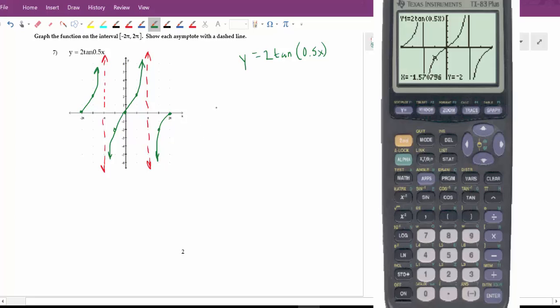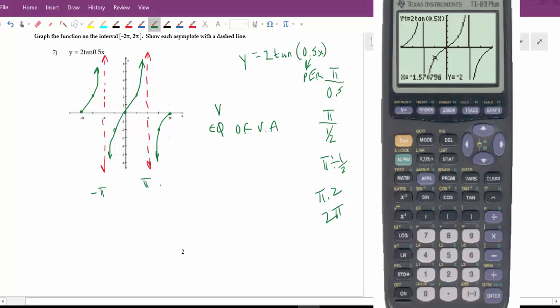Okay? So another thing that I typically have students do sometimes is write the equations of the vertical asymptotes. So we have vertical asymptotes at pi and negative pi on this problem. And basically the period of this would be pi over 0.5. That's really pi over a half. So that's pi divided by a half, so that's pi times 2, or 2 pi. So this period's 2 pi. The distance from negative pi to pi is 2 pi.